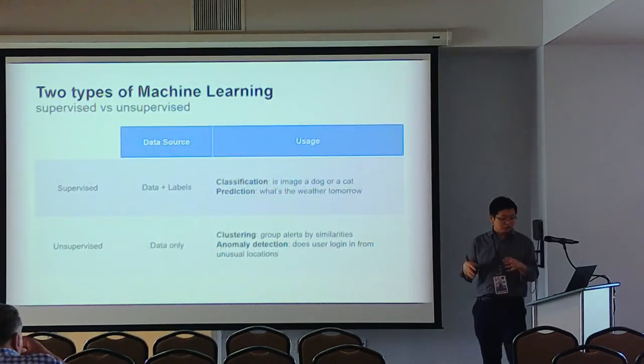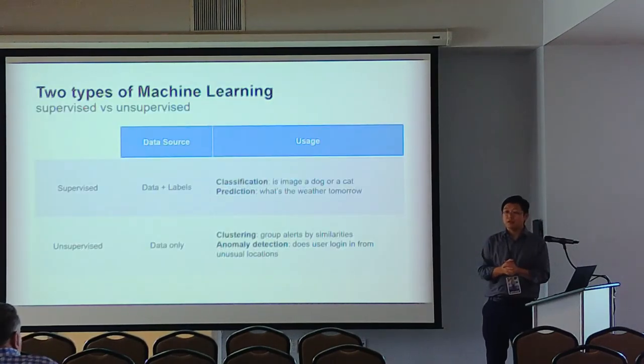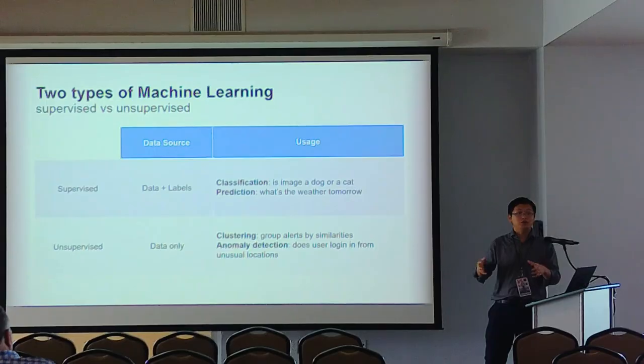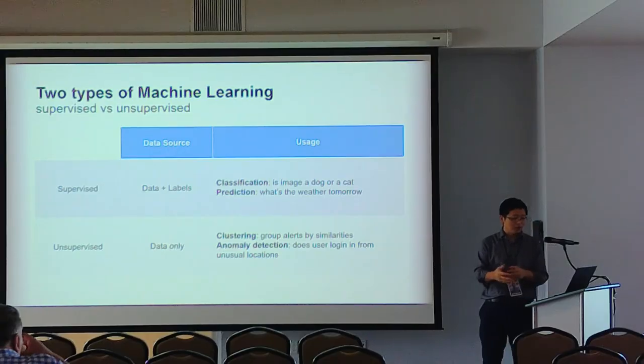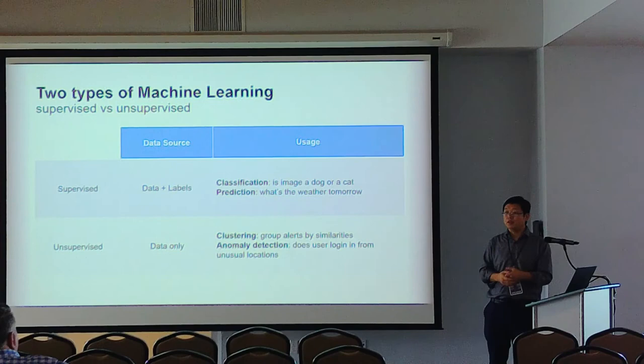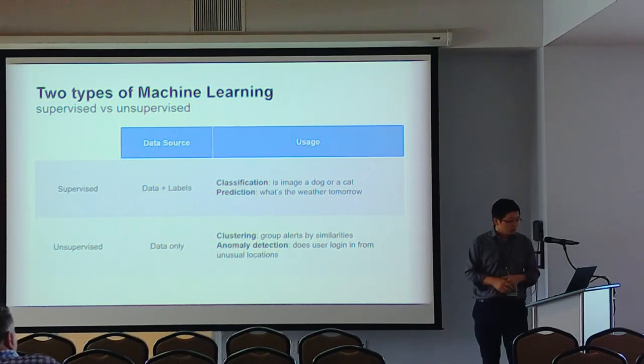I think probably you already know this concept, but just for knowledge purposes, there are two types of machine learning: one is supervised, one is unsupervised. The difference is that supervised requires labels, and unsupervised doesn't require labels. You give the data and it outputs the patterns. Supervised is good for classification, like recognizing whether an image is a dog, or predicting whether it's going to be good tomorrow.